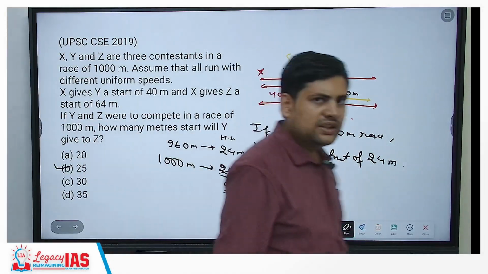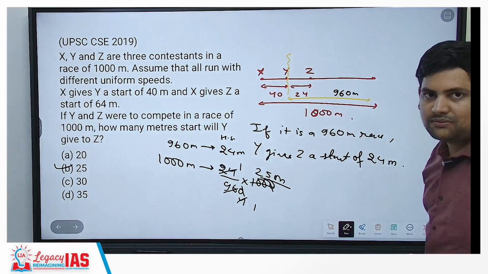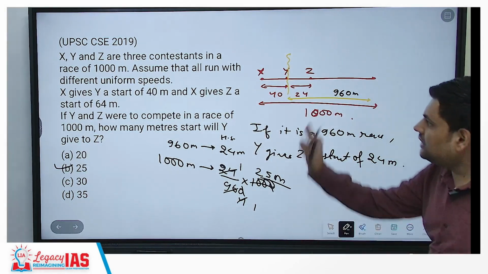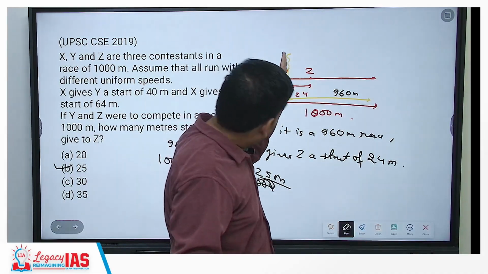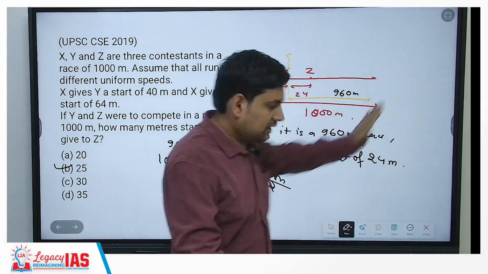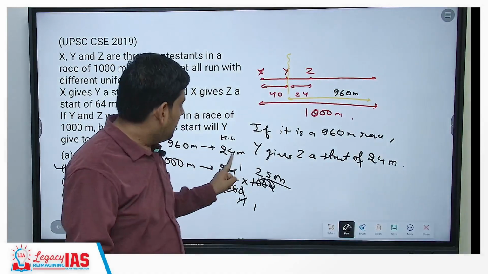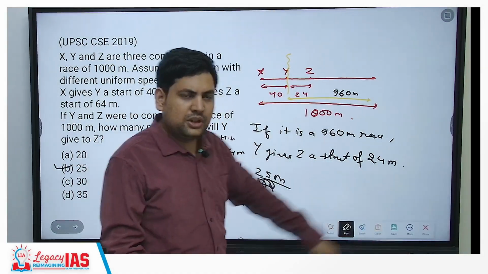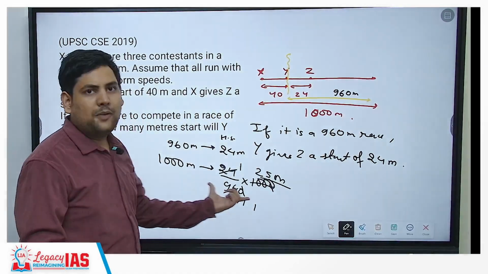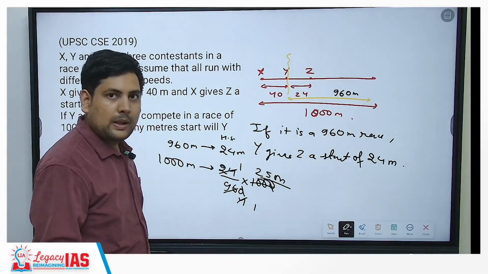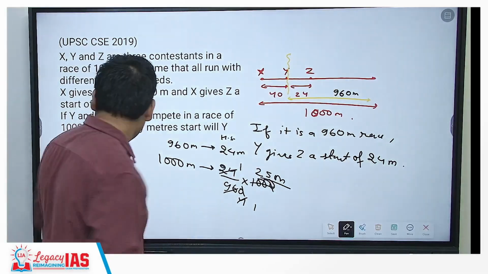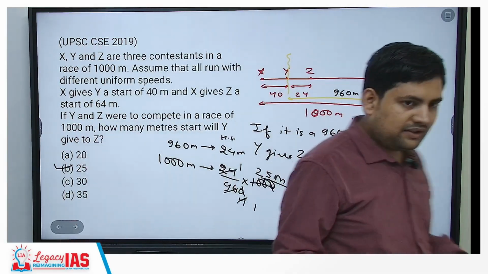This is a much simpler way of thinking the same thing. Instead of finding the ratio of their speeds, you start from here and think, in a 960-meter race, y gives z a start of 24 meters. Then in a 1000-meter race, how much start should it give? 24 by 960 into 1000. Understood? And then you can find out easily, it will come out to be 25 meters.